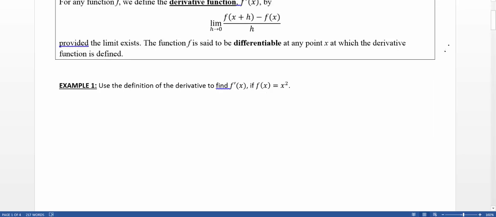Example 1. Use the definition of derivative to find f prime of x if f of x equals x squared. So again, we're thinking about the function x squared, and we're trying to find a function that will tell us how quickly x squared is changing at any given point. So we go to our limit. So the definition says we're going to take the limit as h goes to 0 of f of x plus h. Now, let's do that as sort of a sidebar here so you can remember how we do that.